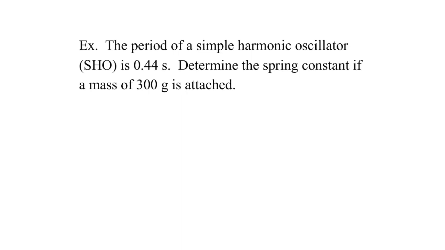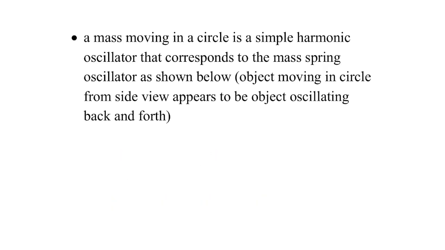So we have the period of a simple harmonic oscillator. We call that an SHO for short. You've probably seen SHM a few times here, that's simple harmonic motion, just because that's a lot of words to write, and sometimes we just don't want to write all those words because we're physicists, and the less words you have to write, the better. All right, so the period is 0.44 seconds. We want to determine the spring constant if a mass of 300 grams is attached.